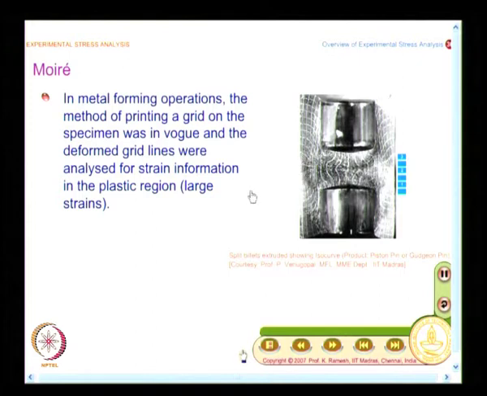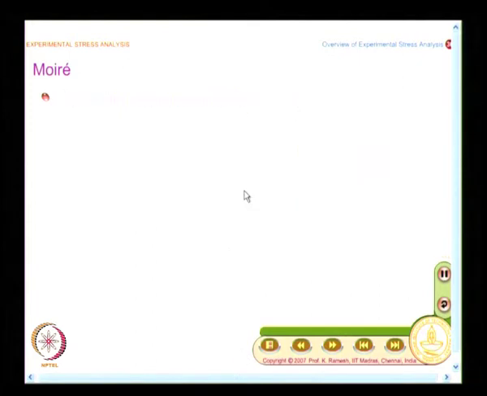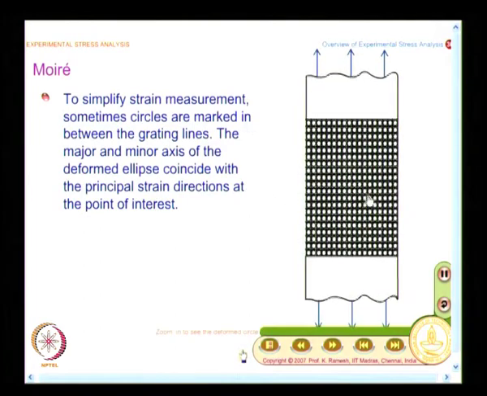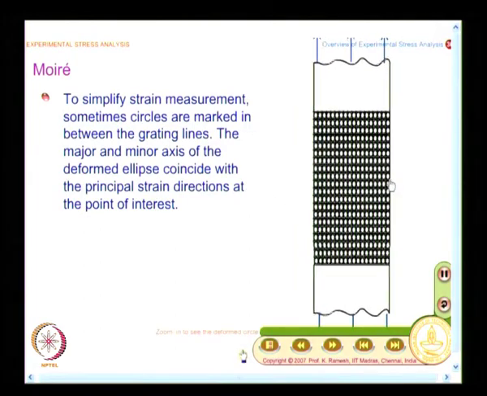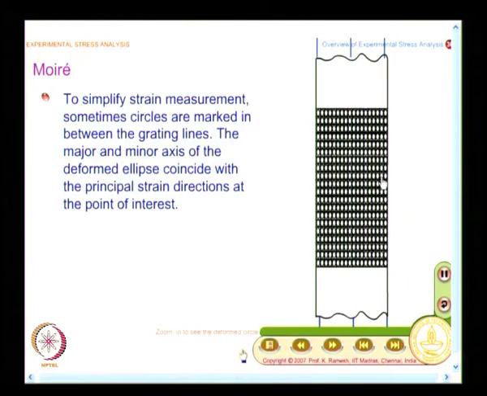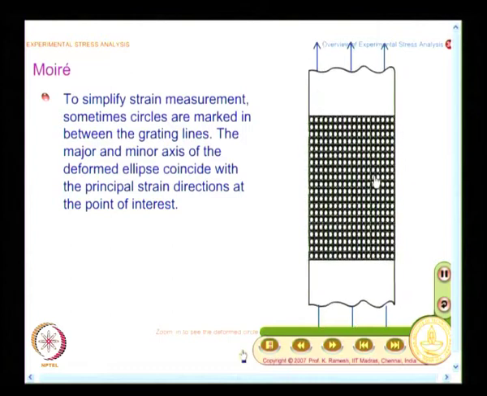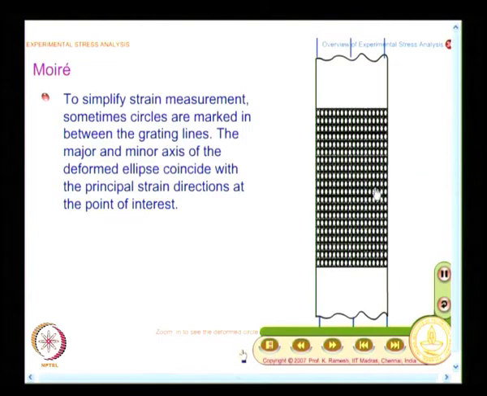And what we saw was, instead of just using a grid, people also had another approach wherein along with the grid, inside the grid they had put a circle, and when you stretch the member, the circle deforms into an ellipse. So, you also get the stretch direction.